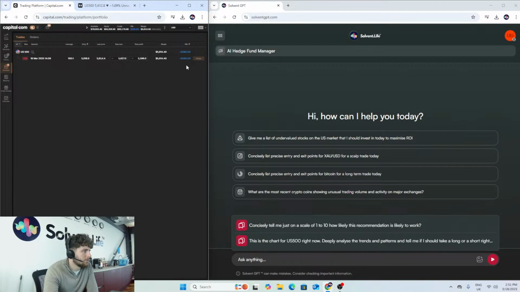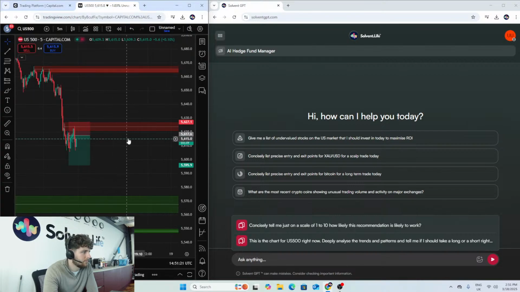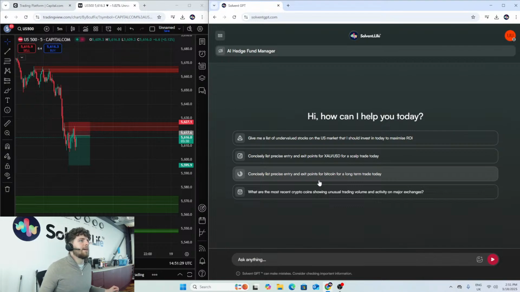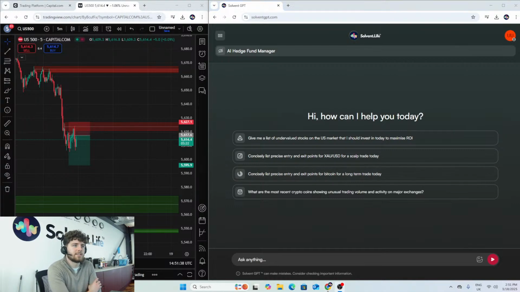So US 500 trade, we're in the profit, $210. We'll continue to monitor this and see what happens. Now we'll probably remain live for the next 10-15 minutes and do some more trades. If anyone has any trades they'd like to see take place, if there's any tickers you want us to research, definitely do drop them below and we'll take a look at what happens.